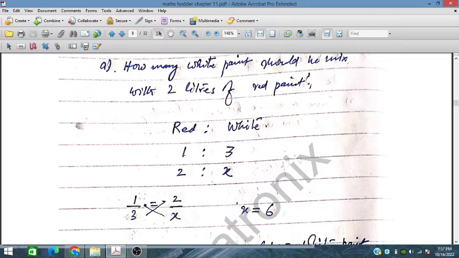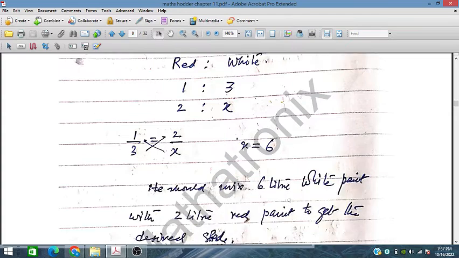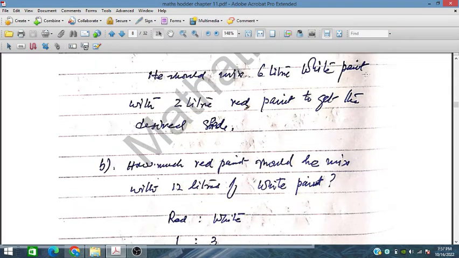So the 1 to 3 ratio is this: this is red, this is white, this is red, this is white. We have to find the value of this white, X. So X is 6 liters. He should mix 6 liters of white paint with the 2 liters of red paint to get the desired shade.